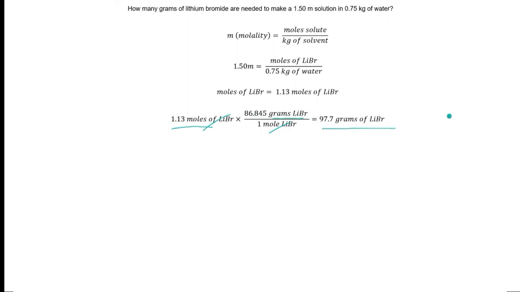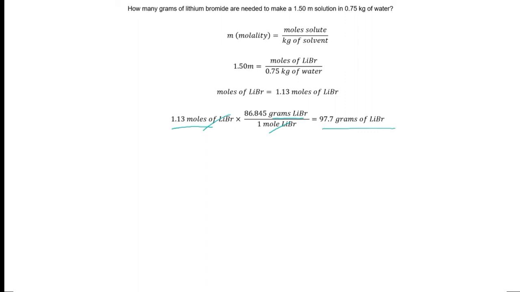Okay, so we can calculate our moles of lithium bromide. Again, notice that I put it in a molecular formula. Doing a little bit of algebra, I get 1.13 moles of lithium bromide. That's great, except my problem asked for grams. So let's do a moles to gram conversion. Here are my 1.13 moles of lithium bromide, using molar mass, making sure my moles cancel, and I'm left with grams. I get 97.7 grams of lithium bromide.